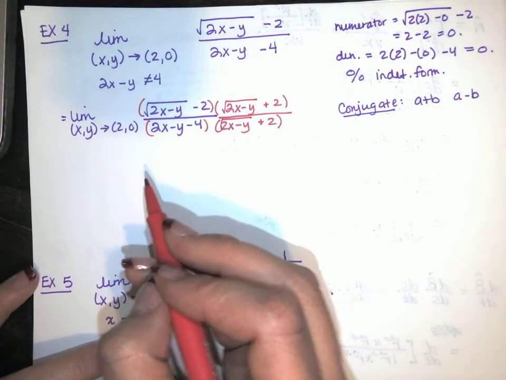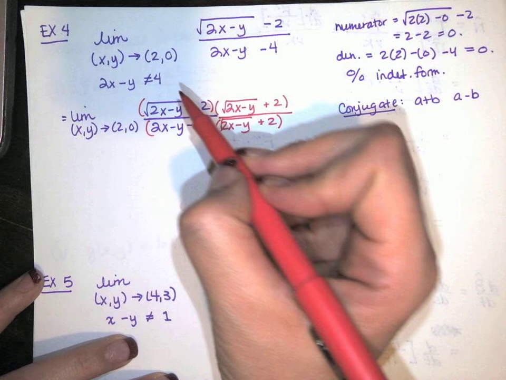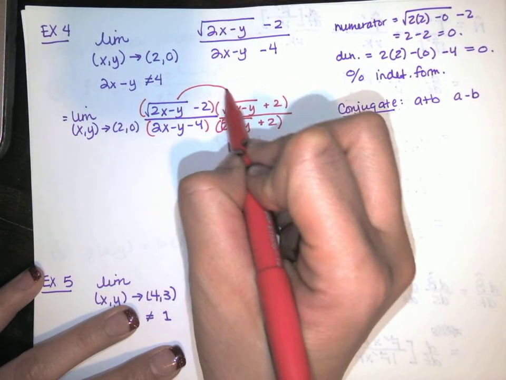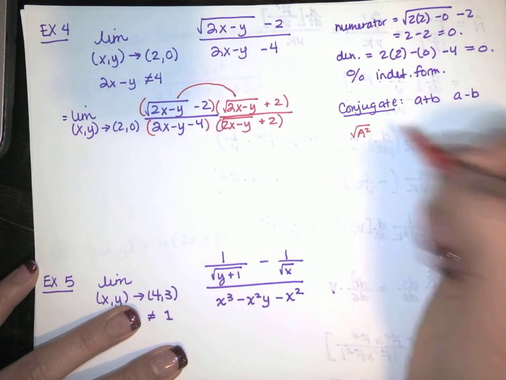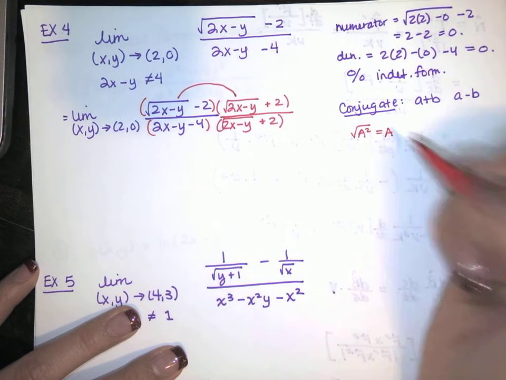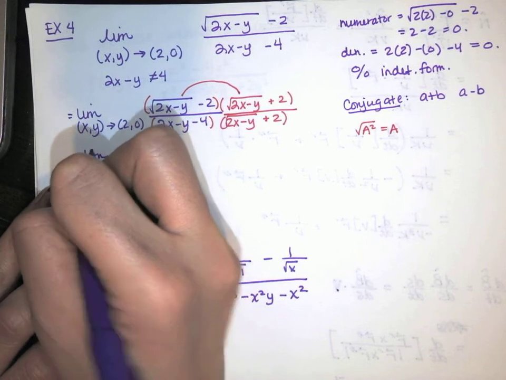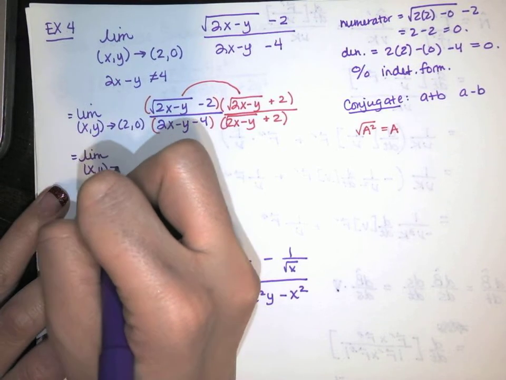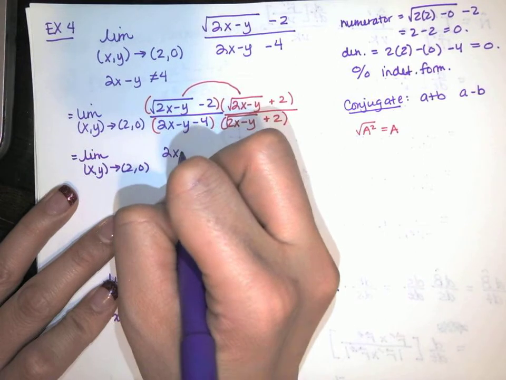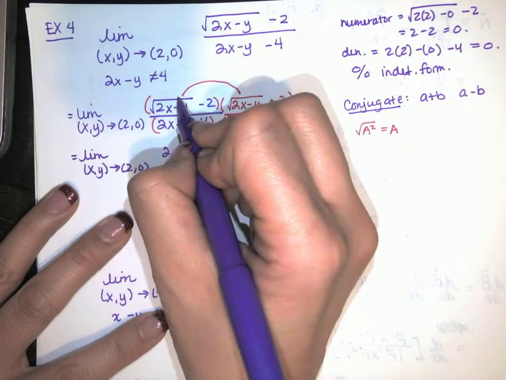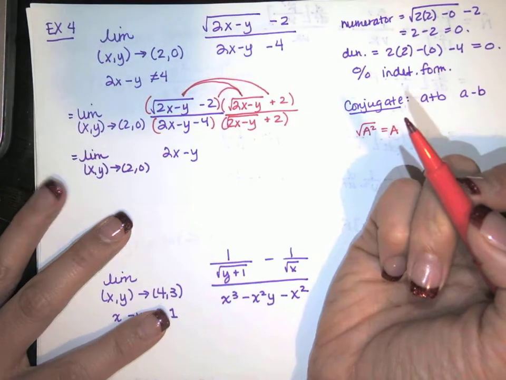Now, be careful here. You don't want to distribute in the denominator. It's just going to make things worse. But you do want to distribute in the numerator. First times first, it's a square root times itself. That's just going to give you whatever's under the radical, provided that what's under the radical is positive, but we're just going to assume that it's positive. So we get 2x minus y. Outer times outer is 2 of those roots. Inner times inner is minus 2 of those roots.